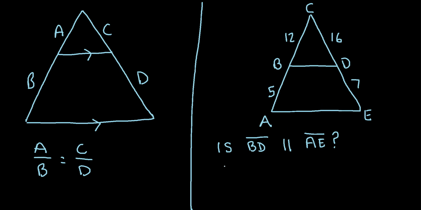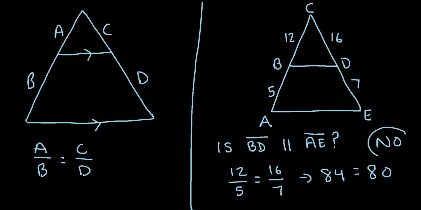So let's check if that's true. So we'll say, is 12 over 5 equal to 16 over 7? So when we cross multiply these two, we should get the same number if they actually are parallel lines. So 12 times 7, that's 84. So we'll write 84 is equal to 5 times 16, that's 80. So these two values are not equal. So in other words, line segment BD is not parallel to AE. So we'll write no as our final answer.